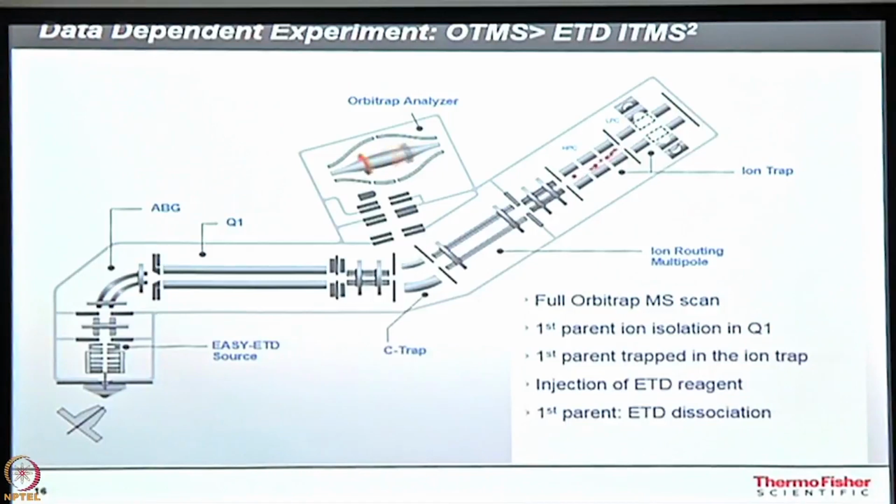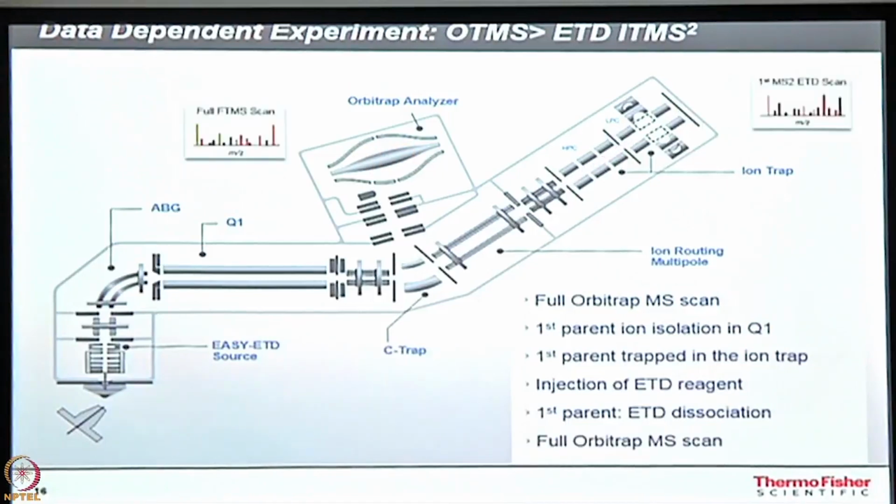Once the fragmentation has happened, it will give you the MS2 data as well as MSMS data. So ETD is a very specialized case, used only when you are going for PTM type analysis. Post-translational modifications like phosphorylation, acetylation or glycosylation. In those cases, you have to use this ETD reaction.